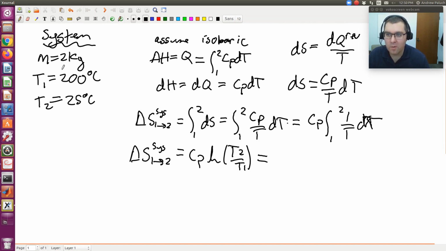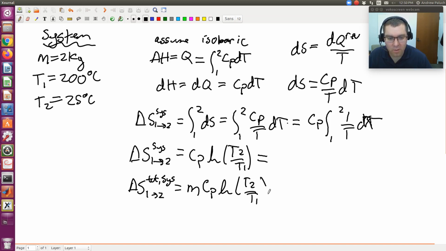But I want to note we're also given the mass. So the total extensive change in entropy, I'll write total, is just equal to the mass times my intensive entropy, which I've computed here. So I'm just going to write it as m Cp log T2 over T1. All right, so let's go ahead and compute both of them at the same time.